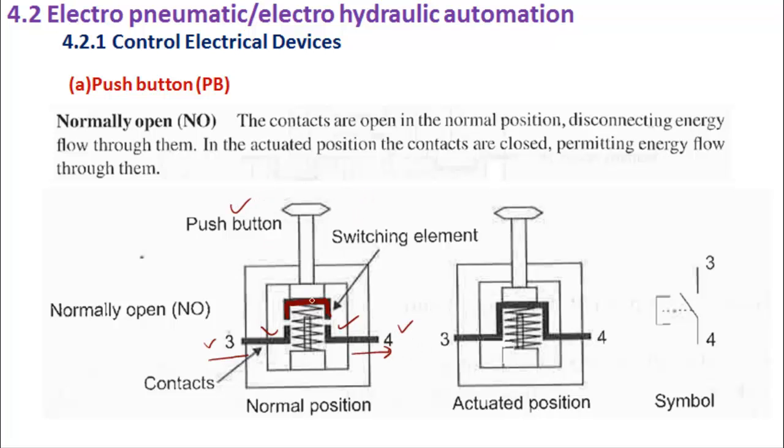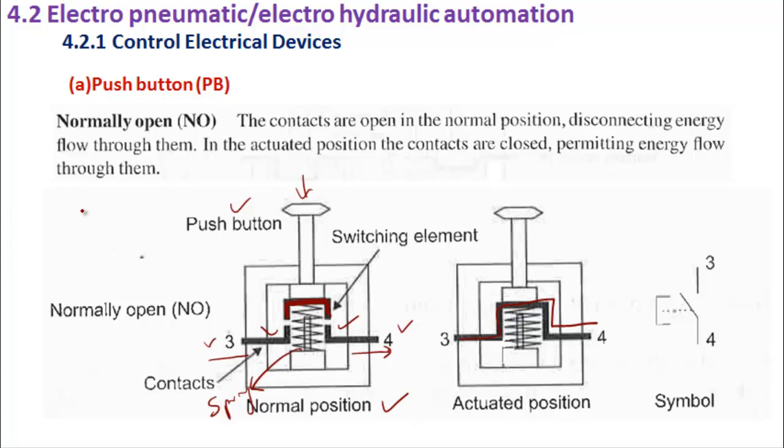This is the push button, and you can see that the push button is basically attached to a spring. So this is the spring. When you push the button down, what will happen is that 3 and 4 get connected, and the current will pass through.